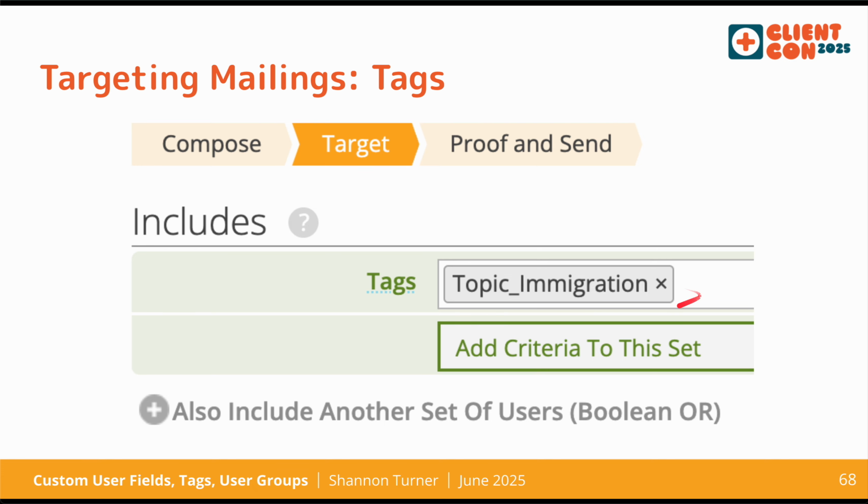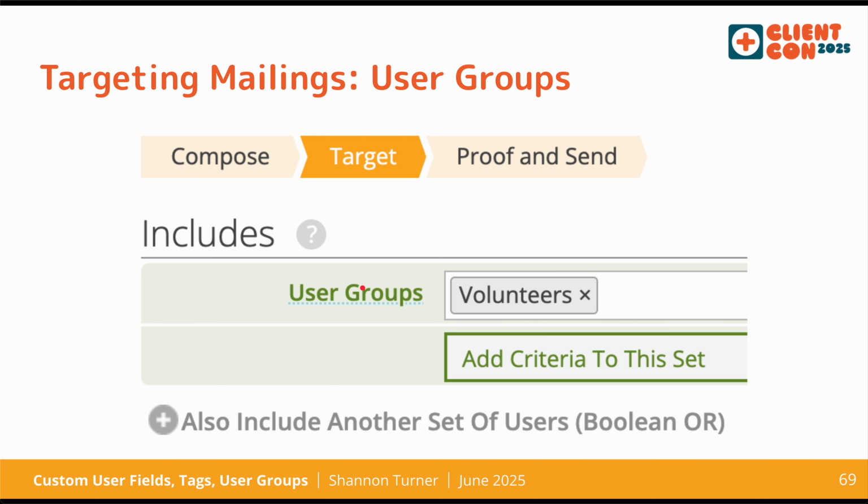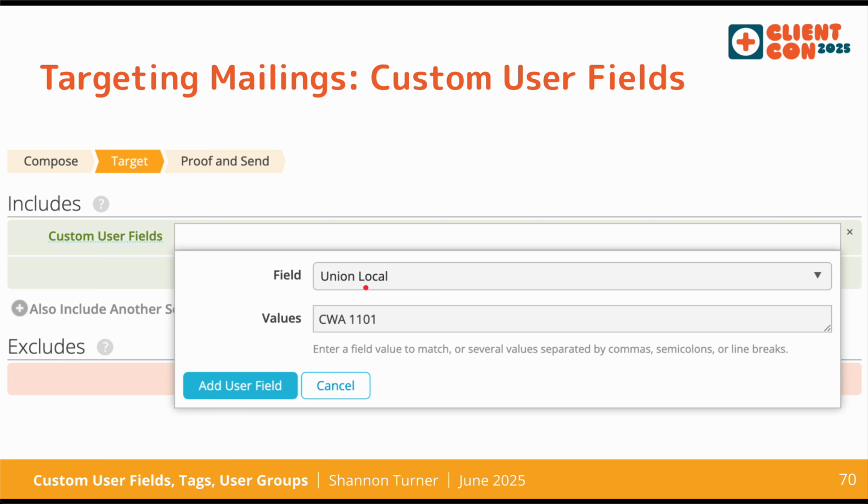So here I'm including in my email all users who have taken action on a page that has the topic of immigration. You can also target based on user groups in this same way. So in this example, maybe I have a high bar action that I want someone to take. And so I'm going to ask my existing volunteers. You can even get super specific down to the specific value that a user has for a custom user field.